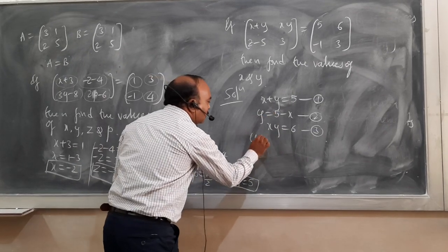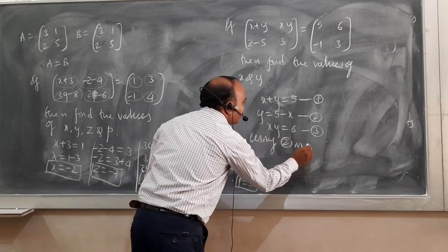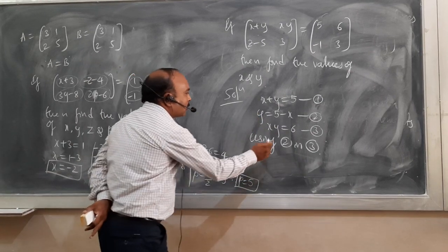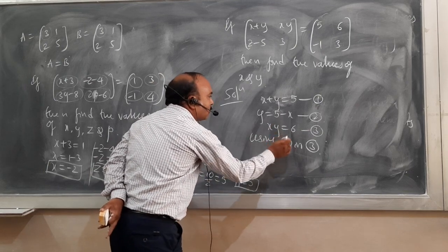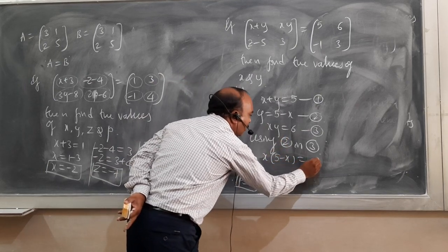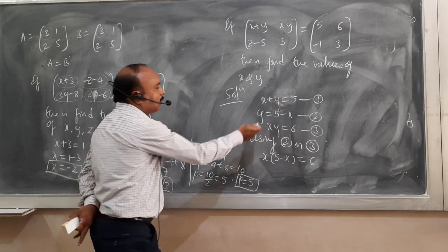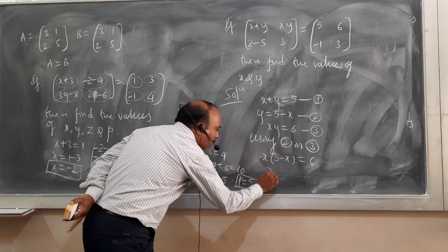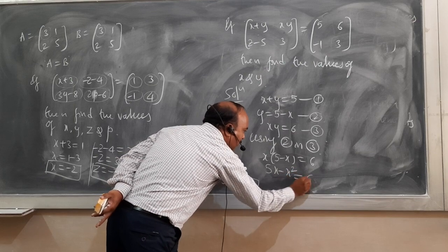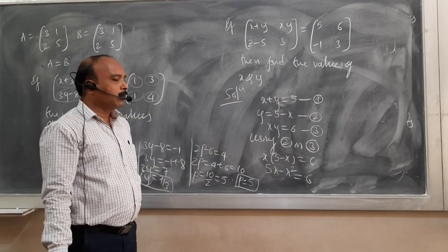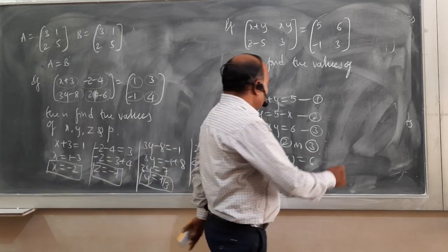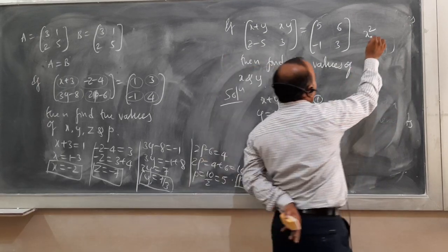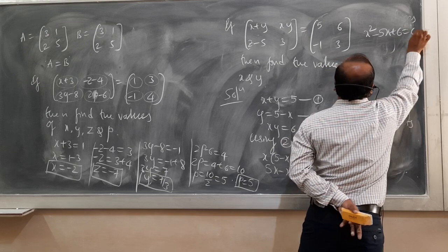Then we write, using 2 in 3, means you substitute the value of y in 3. Then you get x into y value, 5 minus x, equal to 6. Just substitute the y value in equation number 3. Then you get 5x minus x square equal to 6. Now you simplify this. You take this to that side. You get x square minus 5x plus 6 equal to 0.